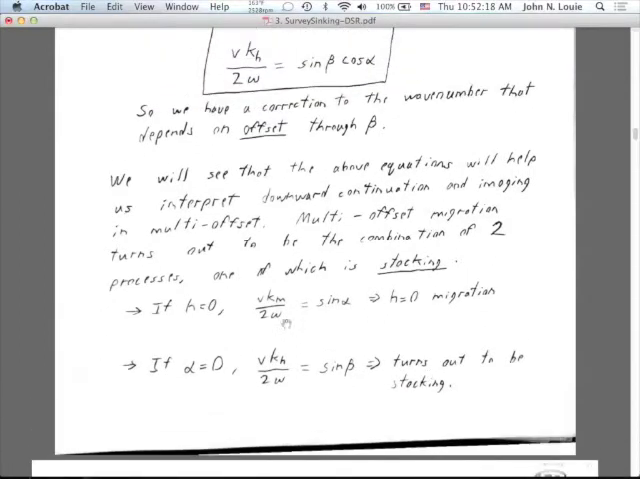So if h equals zero, all we have left is vkm over 2 omega, and that's equal to sine of the dip alpha, and that's zero offset migration, like we studied in 706. But now we realize if the dip is zero, we have vkh over 2 omega equal to sine of the offset. That's all we have left. Remember, what does migration do if there's no dip, if it's all flat?